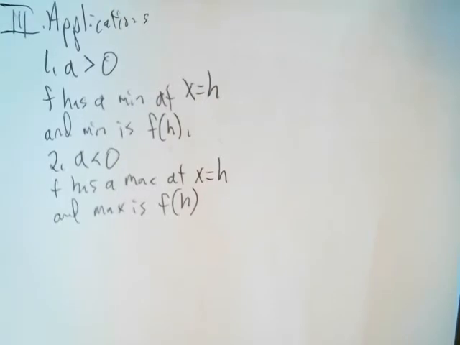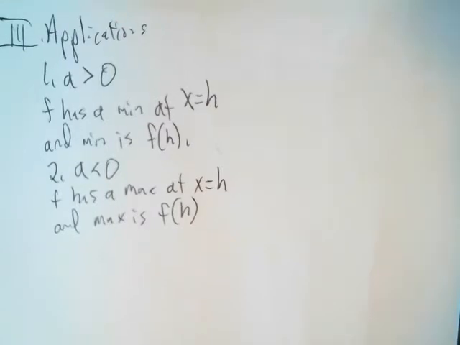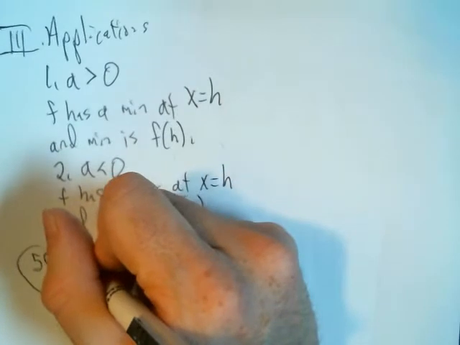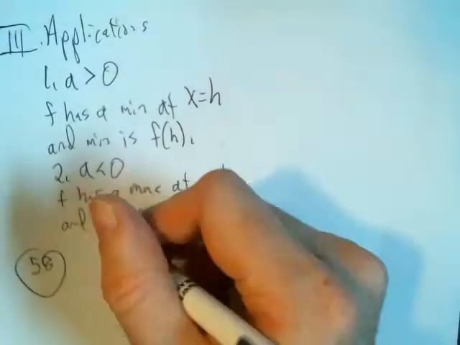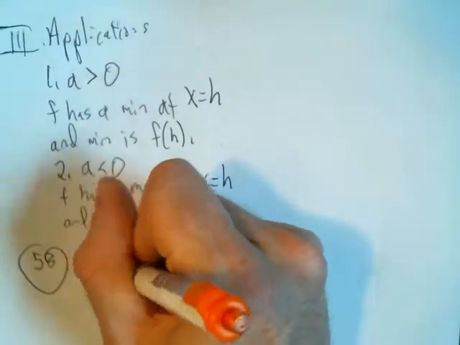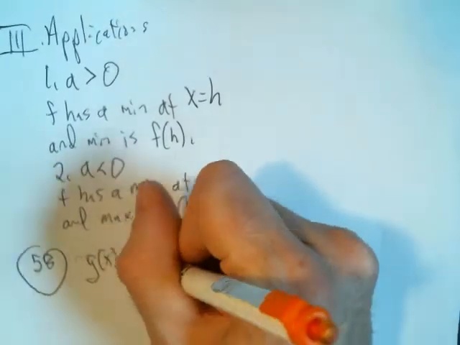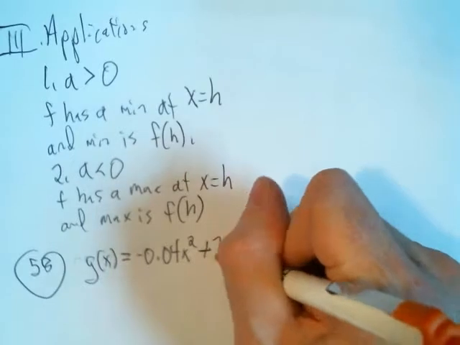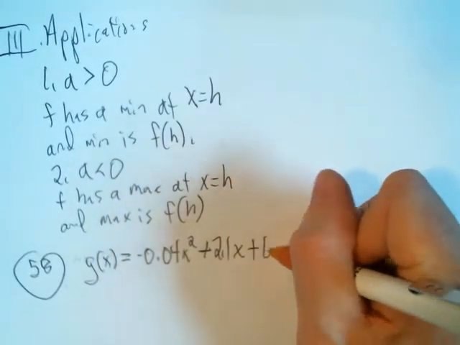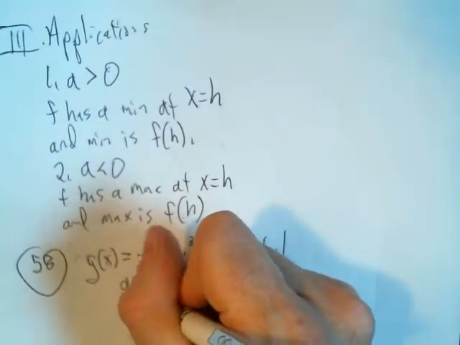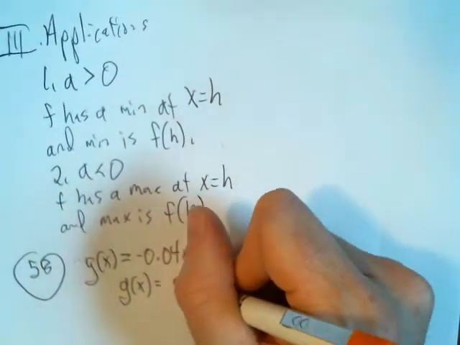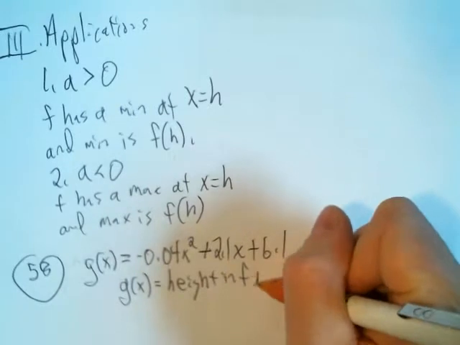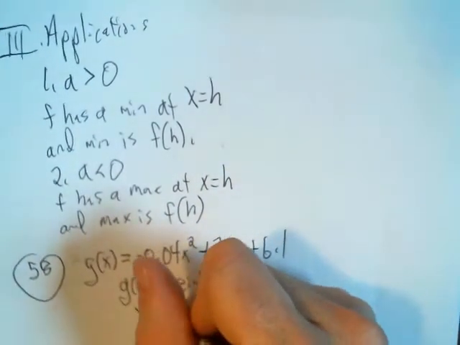Okay, so let's look at number 58. And we're talking about, well, I'm not sure what we're talking about. I'm going to look it up in a second, but they give you a formula. G of x equals negative 0.04x squared plus 2.1x plus 6.1. And in a second, I'll tell you the stuff. G of x represents a height in feet, and x represents a horizontal distance.